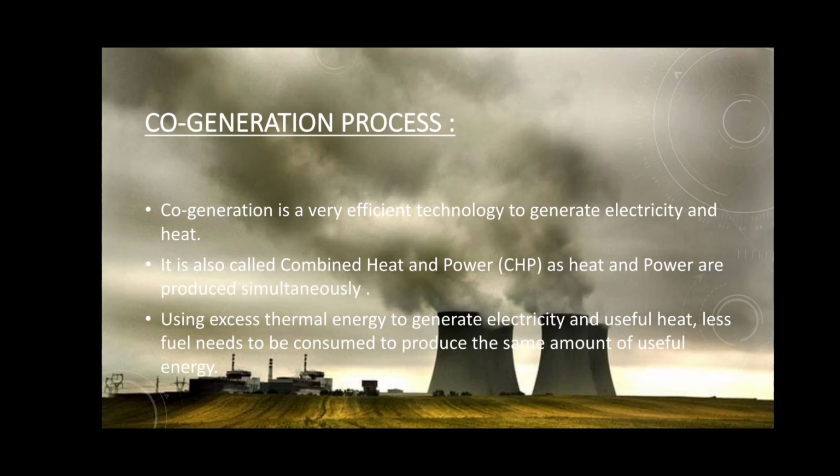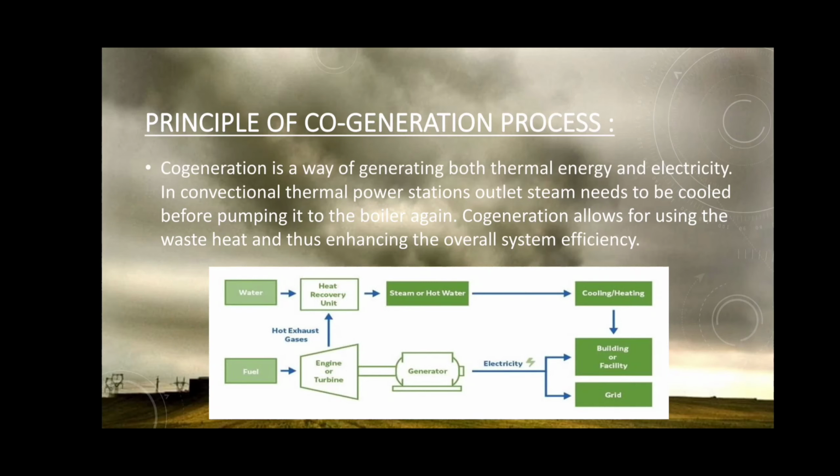Using excess thermal energy to generate electricity and useful heat, less fuel needs to be consumed to produce the same amount of useful energy. Next is principle of cogeneration process. Cogeneration is a way of generating both thermal energy and electricity in conventional thermal power stations. Outlet steam needs to be cooled before pumping it to the boiler again. Cogeneration allows for using the waste heat and thus enhancing the overall system efficiency. Here is diagram of cogeneration process.